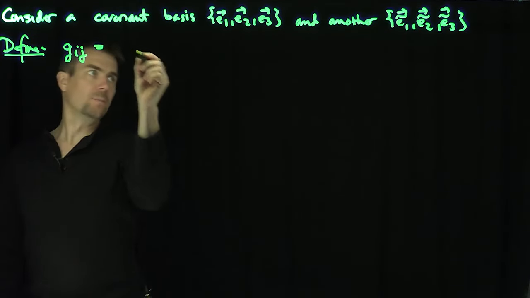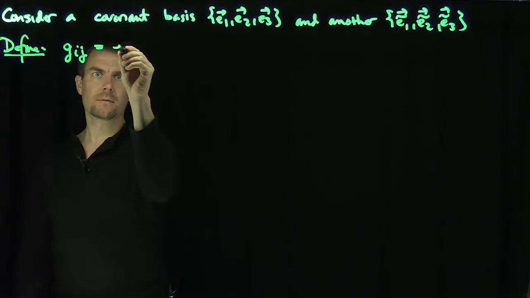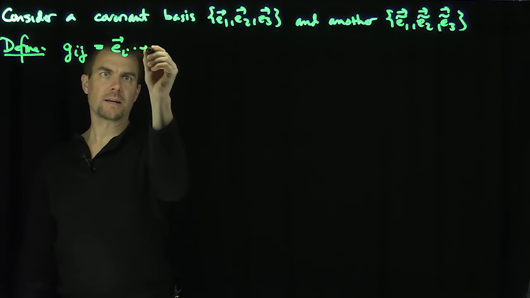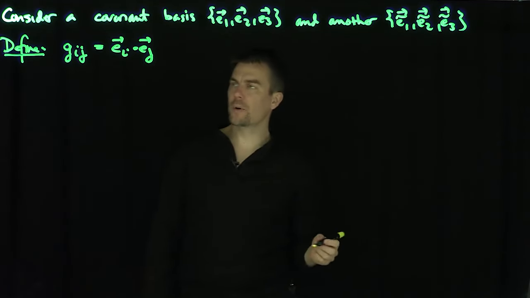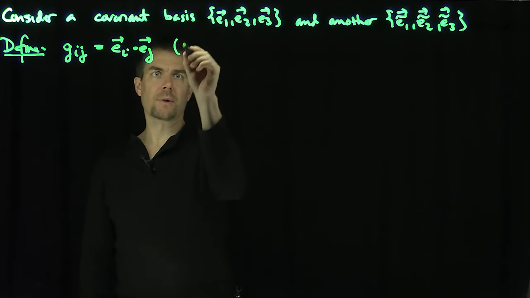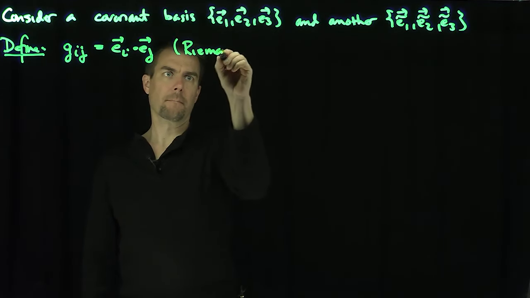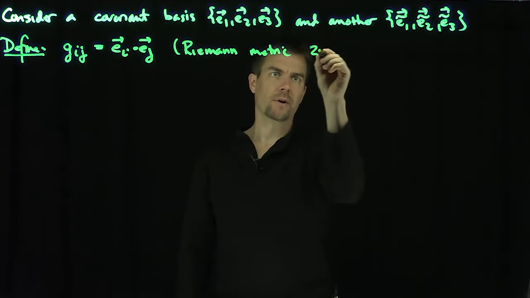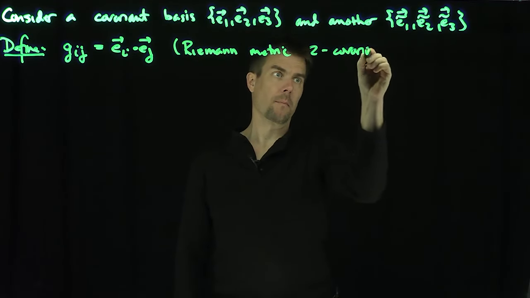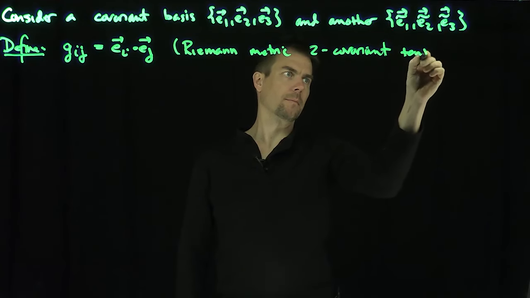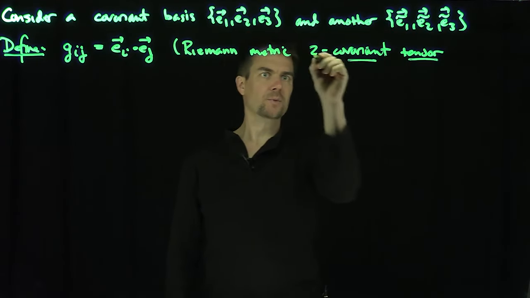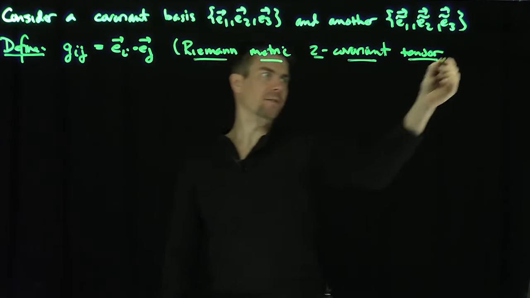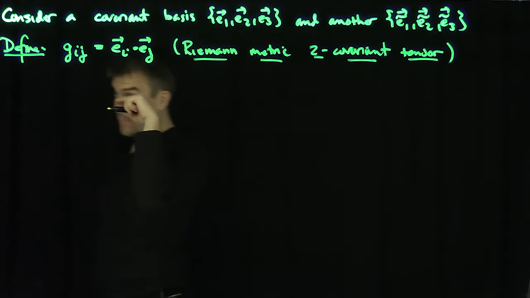Gij to be just Ei dot Ej, the dot product of Ei and Ej. And this is what's known as the Riemannian metric tensor. This is the Riemannian metric two-covariant tensor. It's a lot of mumbo jumbo. This is what's going to help us measure angles and lengths, okay, in a general setting, all right?